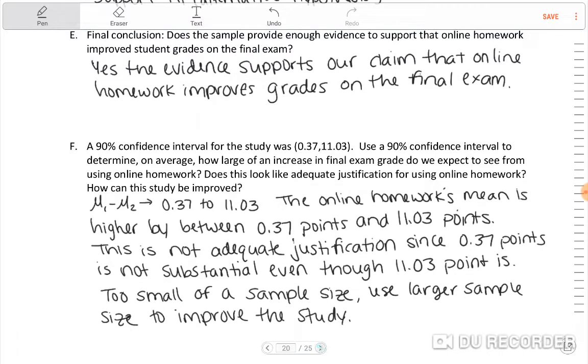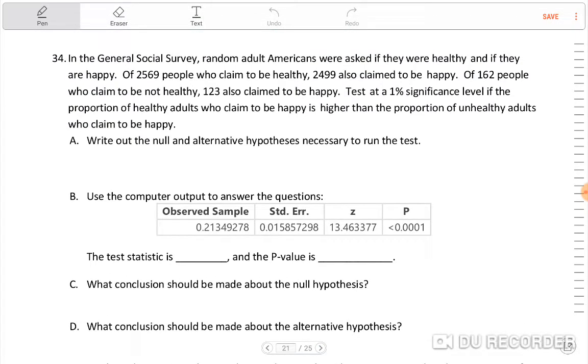Okay. Next, number 34. In the General Social Survey, random adult Americans were asked if they were healthy and if they are happy. Of the 2,569 people who claimed to be healthy, 2,499 also claimed to be happy. Of the 162 people who claimed to be not healthy, 123 also claimed to be happy. Test at a 1% significance level if the proportion of healthy adults who claim to be happy is higher than the proportion of unhealthy adults who claim to be happy.